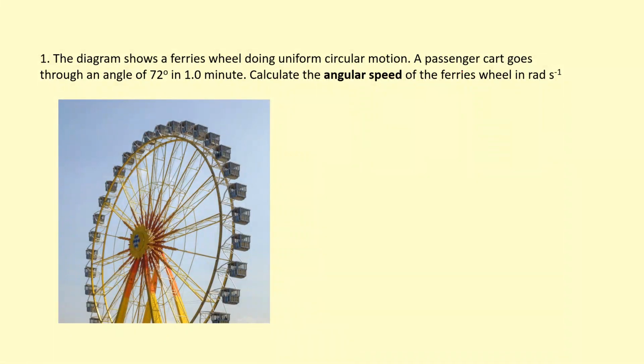Okay, the diagram shows a Ferris wheel doing uniform circular motion. A passenger car goes through an angle of 70 degrees in 1 minute. Calculate the angular speed of the Ferris wheel in radians per second.